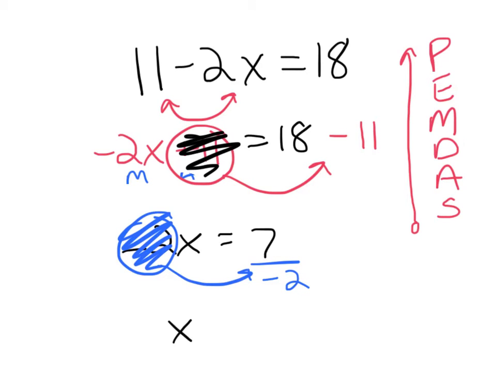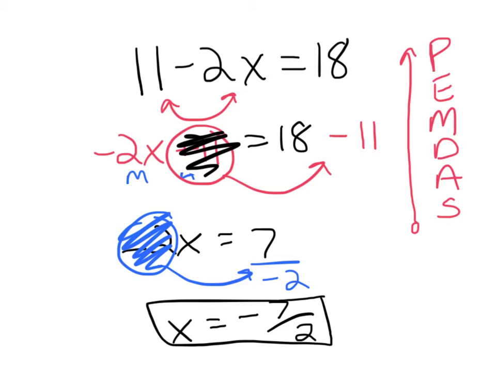And that leaves me with x equals 7 divided by negative 2. Well, let's see, that's a positive divided by a negative, that's going to be a negative. And then I don't know what 7 divided by 2 is. I don't want a decimal, so I'm just going to write the fraction. Is it okay that I had a fraction? Of course it is. X equals negative 7 divided by 2.